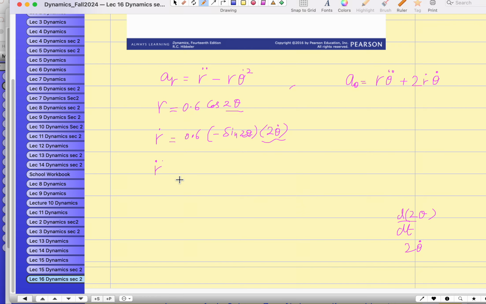Now the second part is r double dot. Multiplying 2 by 0.6, negative 1.2 is outside the parentheses, so you're left with sine 2 theta times theta dot. These are the two variables, u and v. The derivative of uv is the first function times the derivative of the second, plus the second function times the derivative of the first. This is a general formula, so you can use it to answer this.